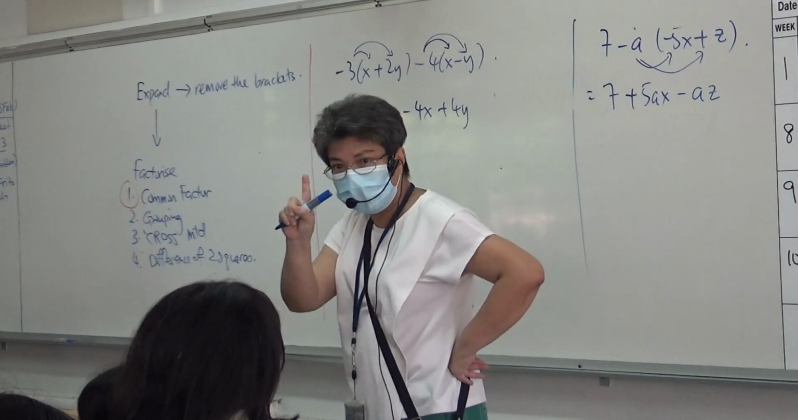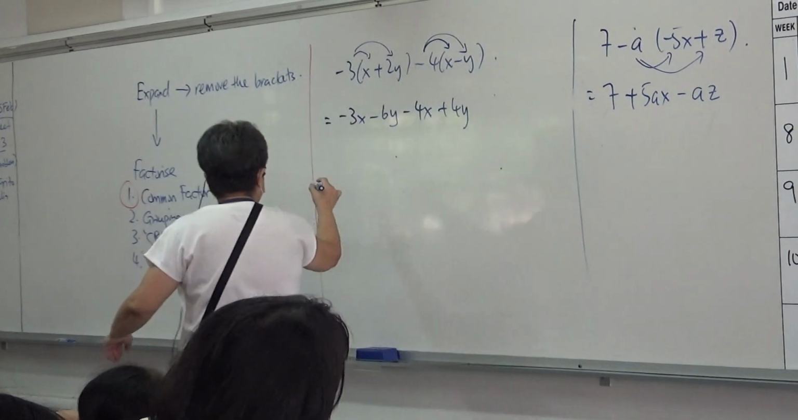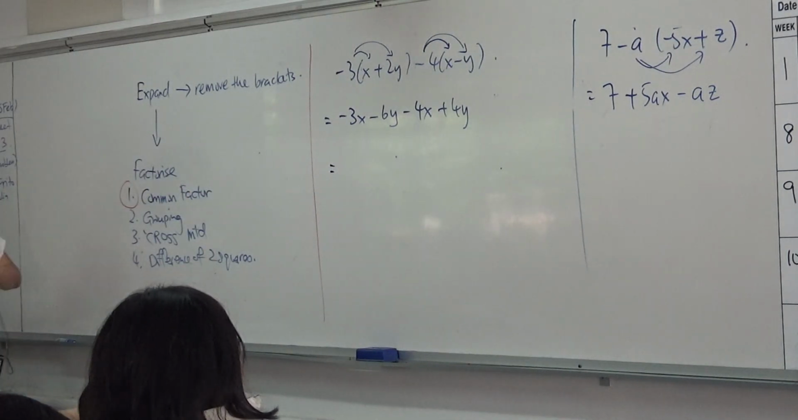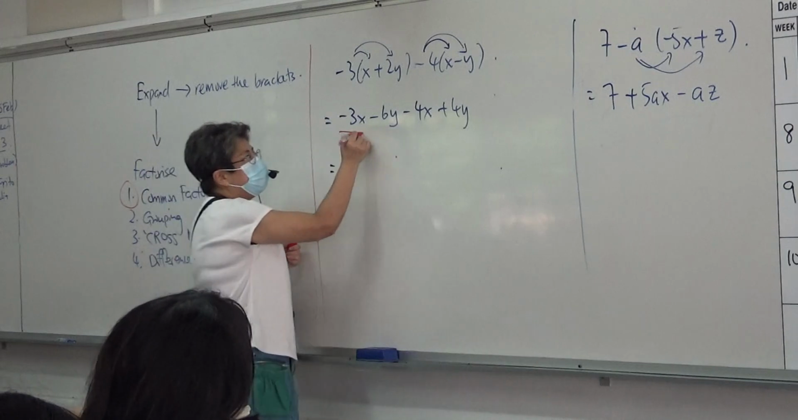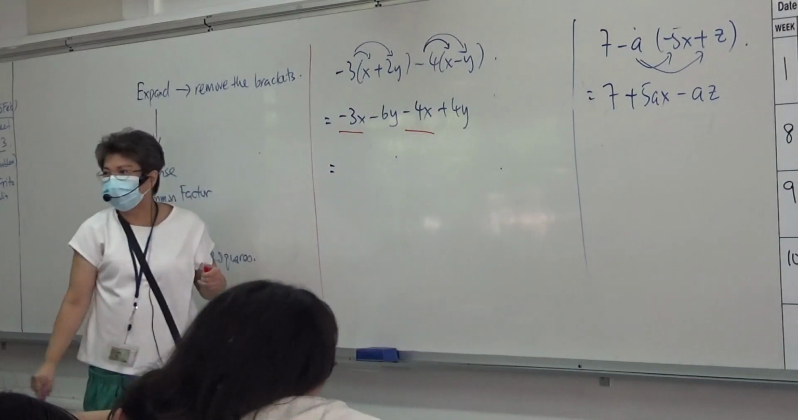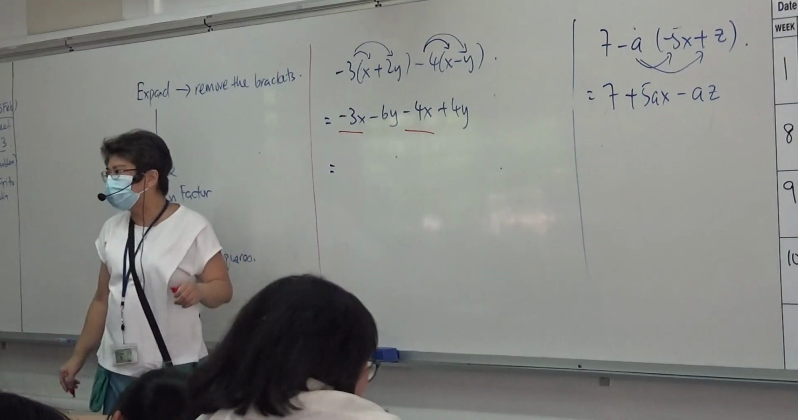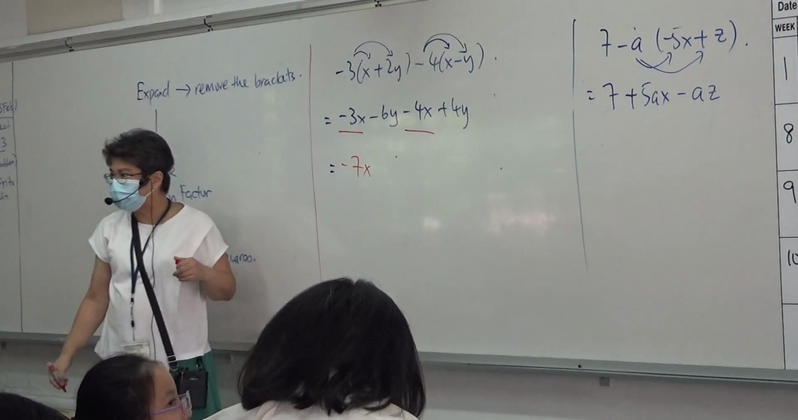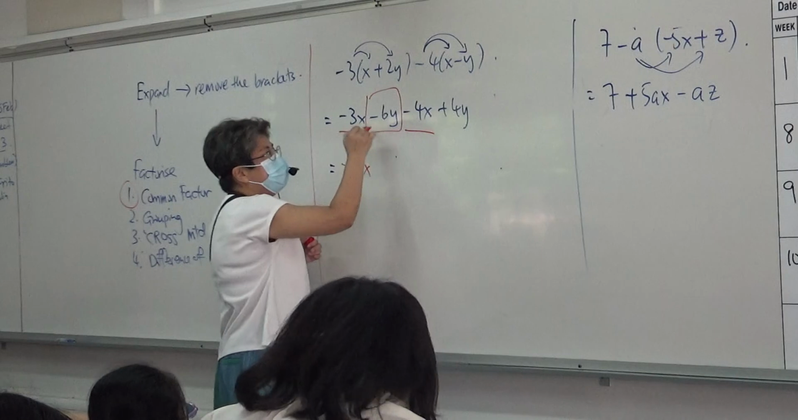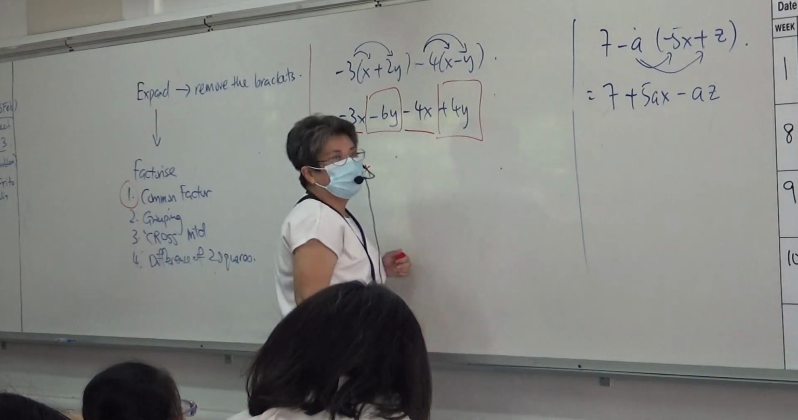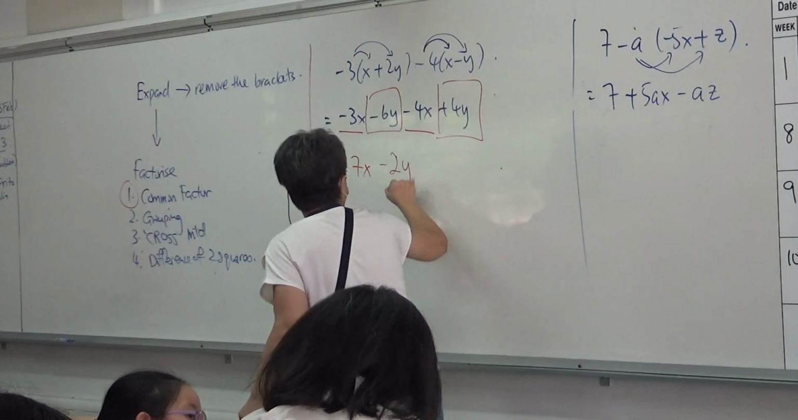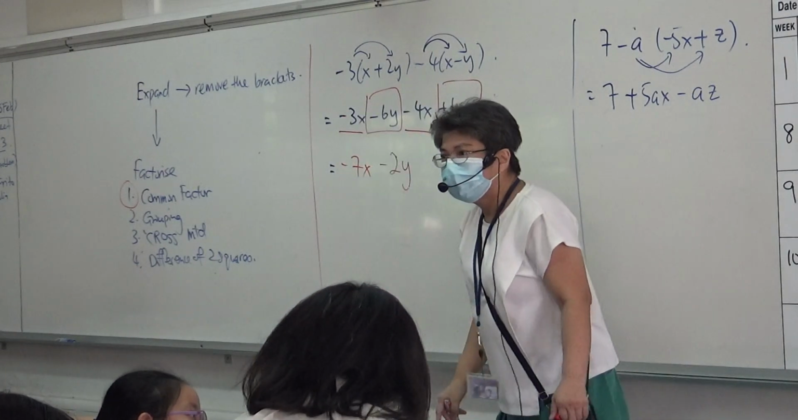Plus. Must remember. Okay? Now, this one, we cannot leave it alone. Because we must simplify the like terms. Negative 3x, negative 4x, negative 7x. Am I right? Then, minus, resultant, what's the result? Negative 2y, right? Can you see it now?